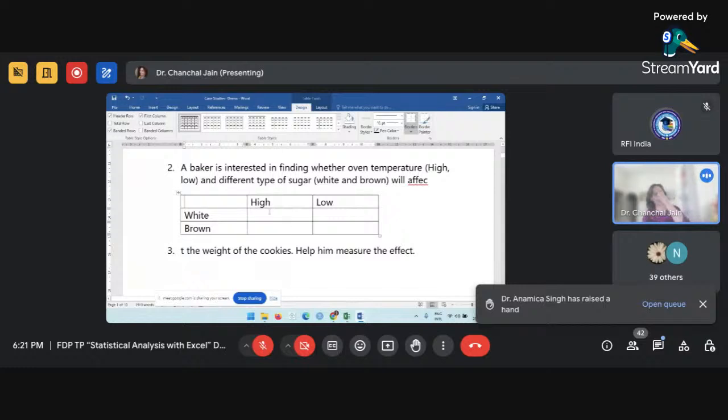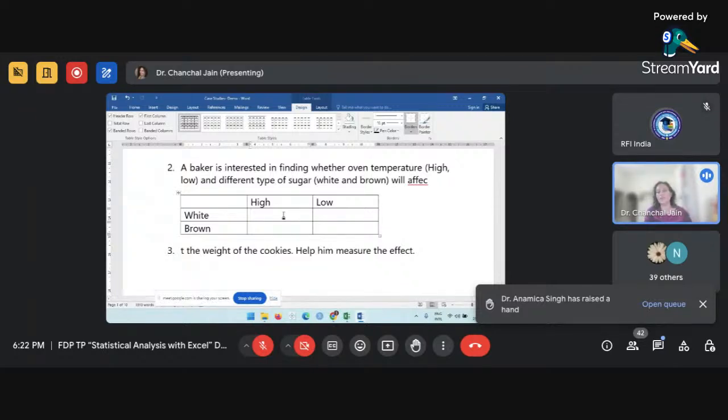This way we can collect the data, and then we can bifurcate it: for the high temperature of the oven and for the white sugar, if you are using white sugar in making this particular thing, the cookies, what is the weight you are observing? Similarly, for the white sugar and the low temperature of the oven, what is the weight we are getting? So this way you can create your data table, and that way you can go for the two-way ANOVA. This is my opinion.